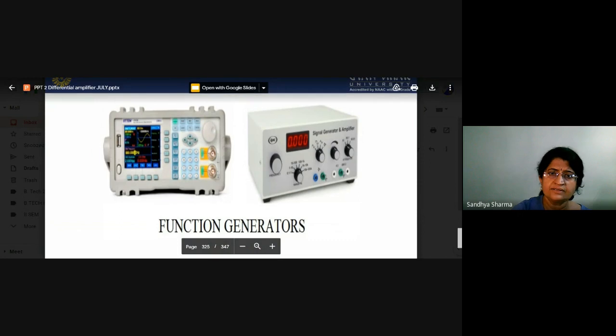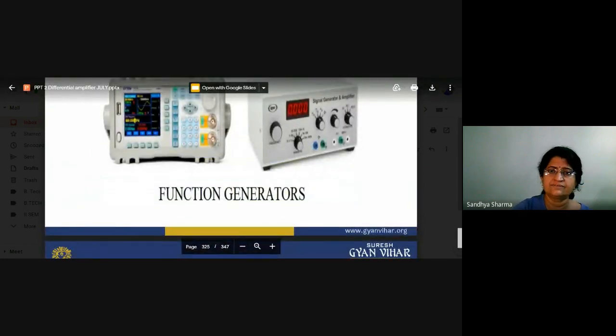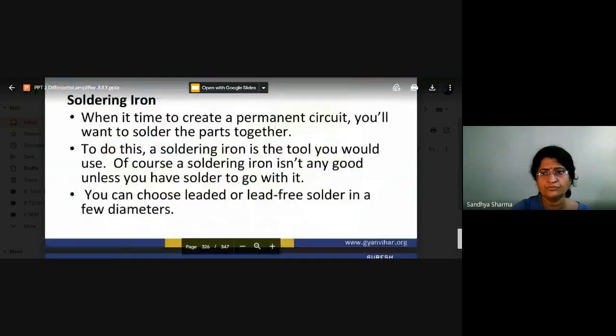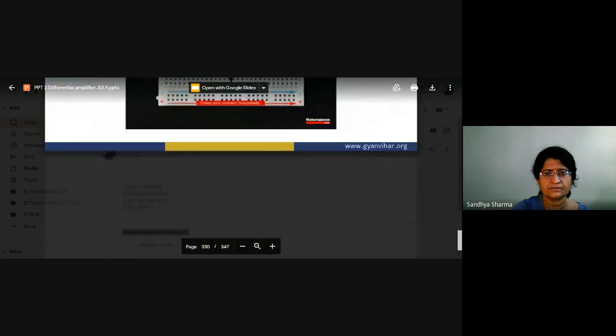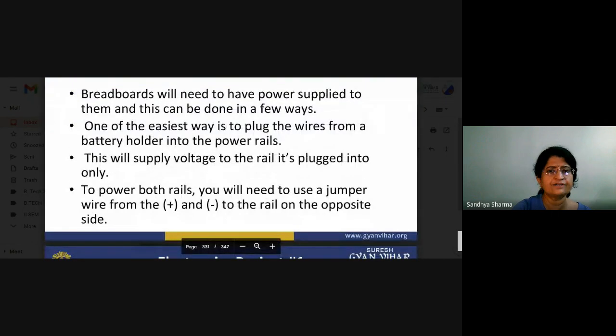So that is about the devices which we are working on this way. Now we have to move a little bit to the basic objective questions.